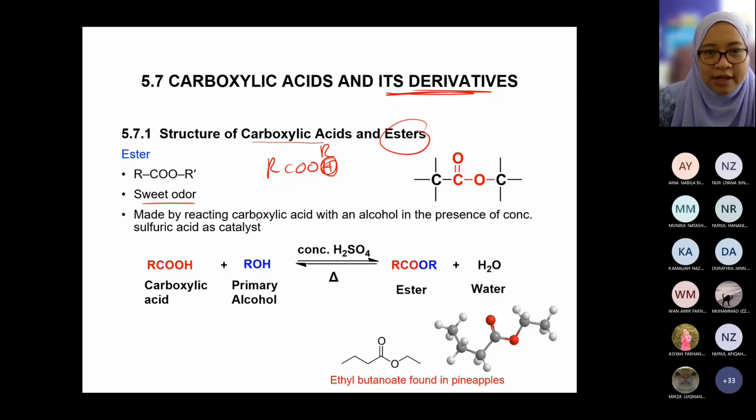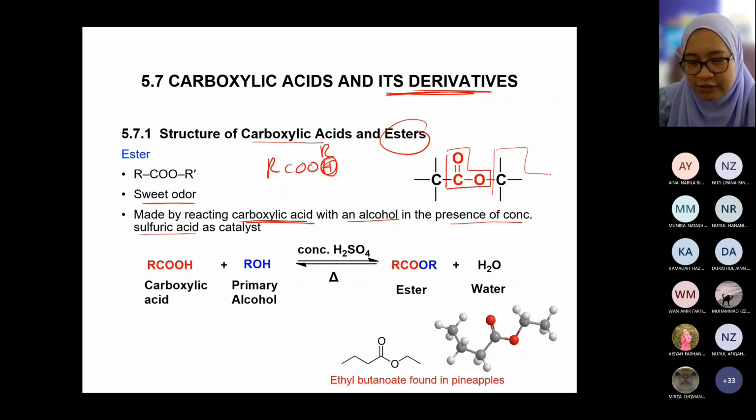Okay, it can be made by reacting carboxylic acid with an alcohol in the presence of concentrated sulfuric acid as catalyst. That means dia punya condition should be acidic. Then only you can produce the ester. Okay, so this is the functional group for ester. So basically kalau carboxylic acid dia O dengan H, dia will be terminal lah, dia duduk dekat tepi sekali. Tapi kalau ester dia ada satu, dia attached with another alkyl group. Okay, so H will be removed and dia attach the alkyl group there.